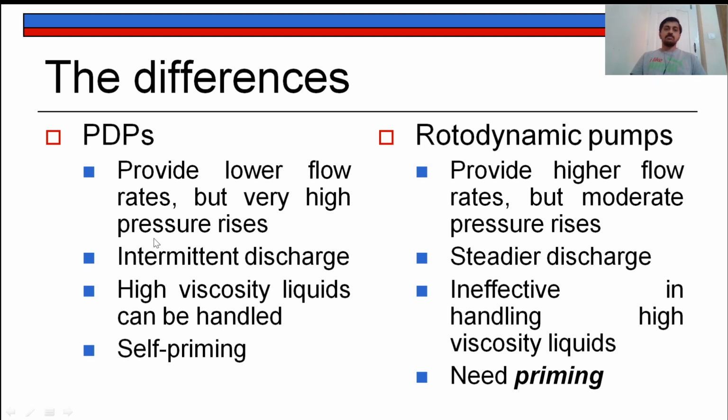Then positive displacement pump does not have continuous discharge. Discharge means volume flow rate delivery. So if you want a steadier discharge, you have to use a rotodynamic pump. High viscosity fluids can be handled by positive displacement pumps, but rotodynamic pumps are not effective in handling high viscosity liquids. Positive displacement pumps are self-priming, no need to prime them separately. We will see what priming is. Some of you might already know that rotodynamic pumps need priming.